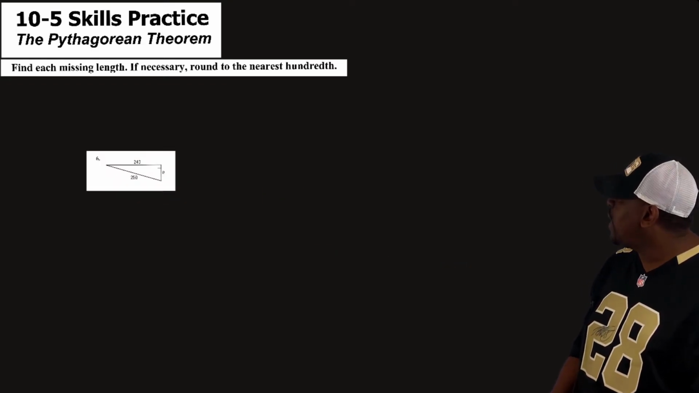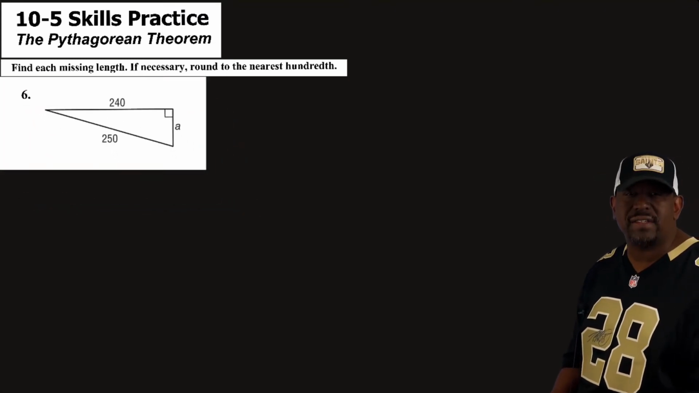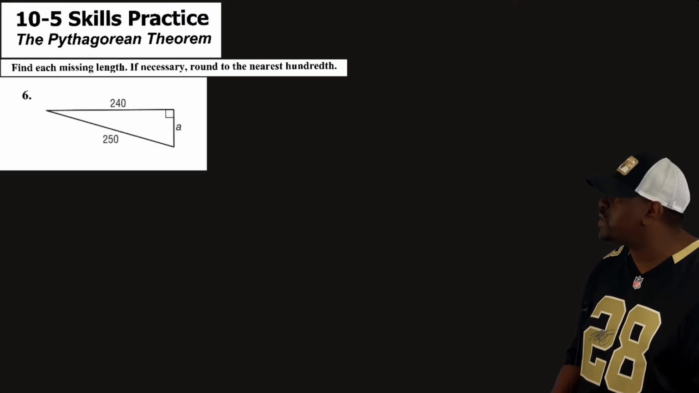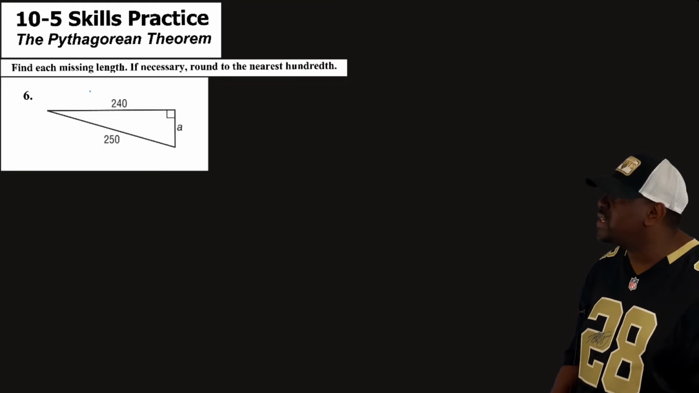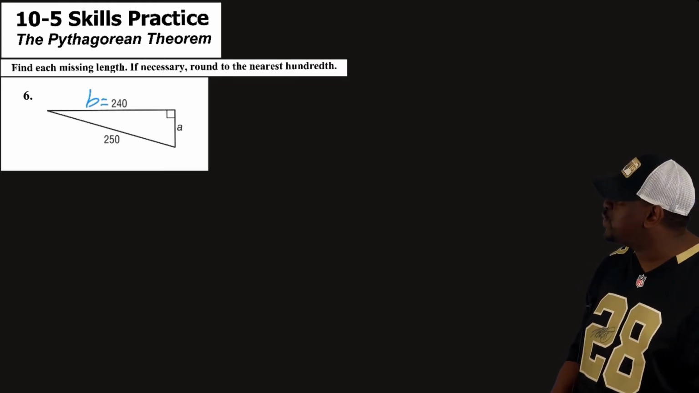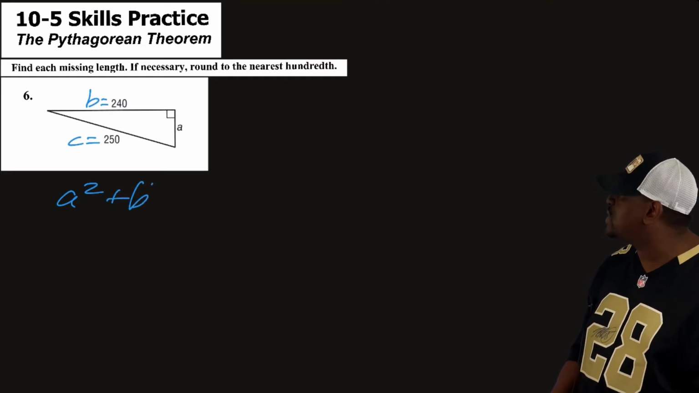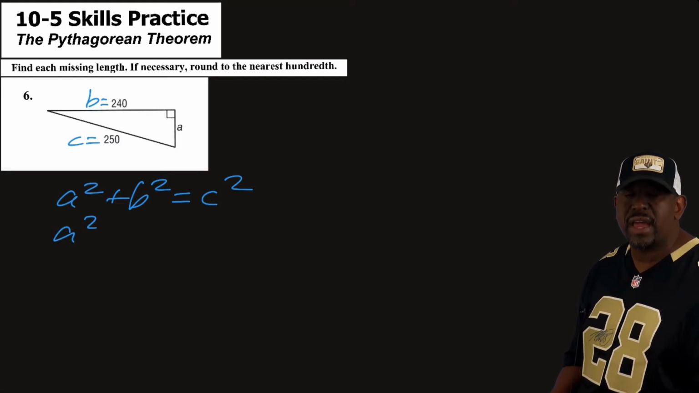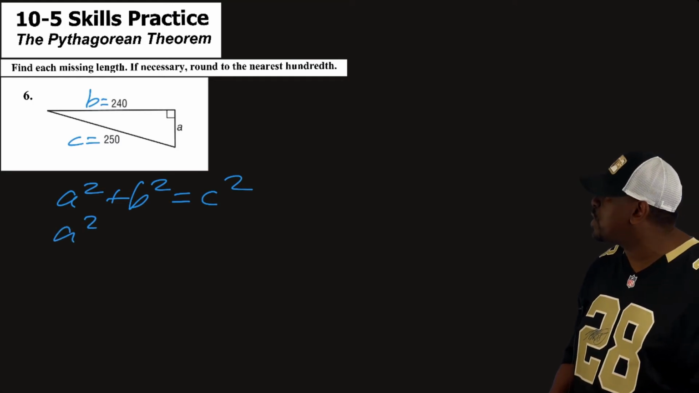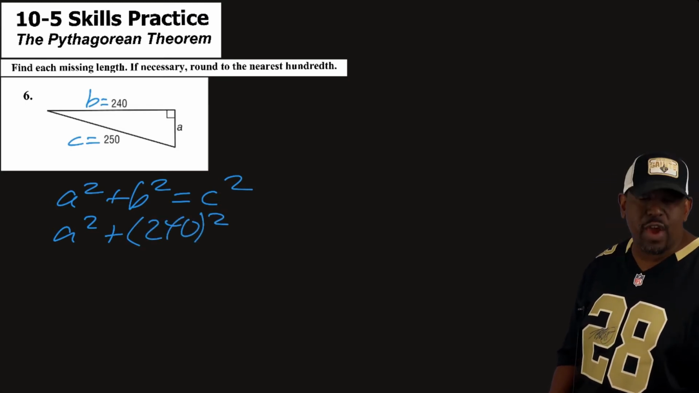So now we'll do another example here. We'll do number 6. And in this problem, we're given two of the three sides of the right triangle, and we solve for the missing side. So we want to label the sides as given. B is going to be 240 because it's one of the legs. The hypotenuse is always C, so we set C equal to 250. We write our formula for the Pythagorean Theorem, A squared plus B squared equals C squared. We substitute for B and C, and we solve for A.